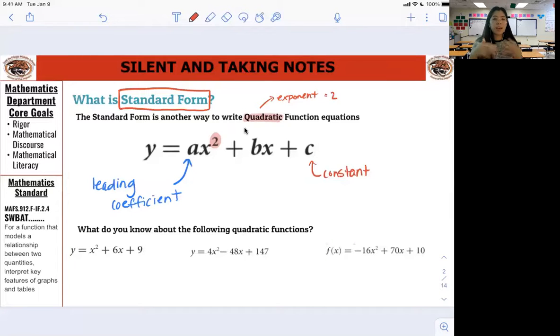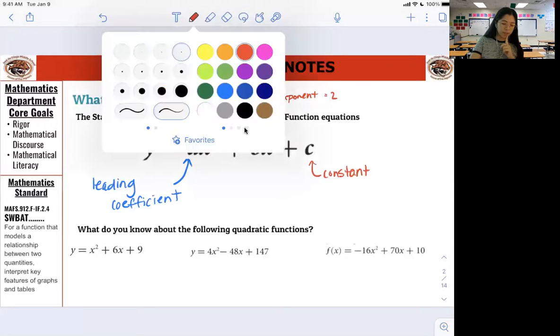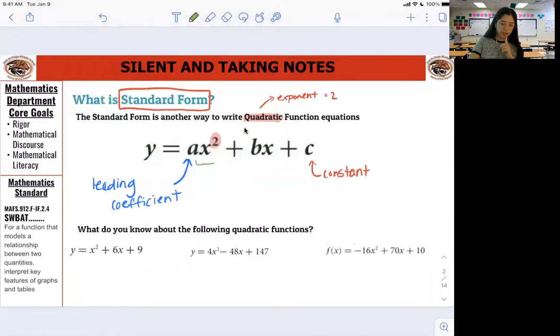So you're going to notice that even though we're in a different form, standard form, you still have a lot of similarities. The leading coefficient is A, the exponent is still 2. And lastly, what type of expression is this? I see 3 terms. What is this called? Trinomial. Good, Miriam, trinomial.